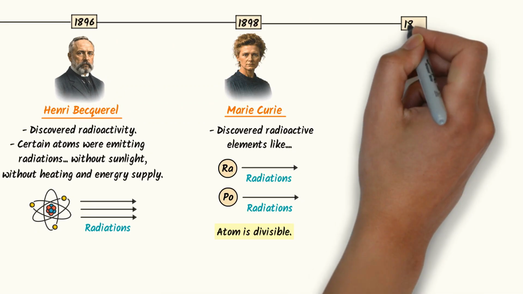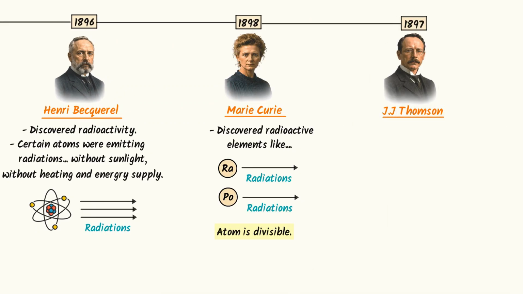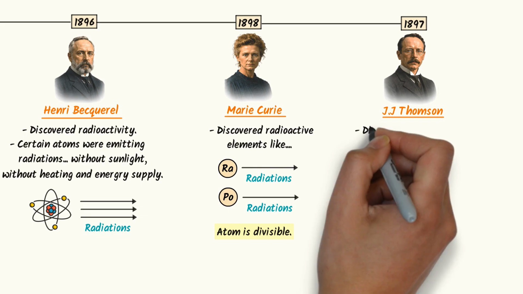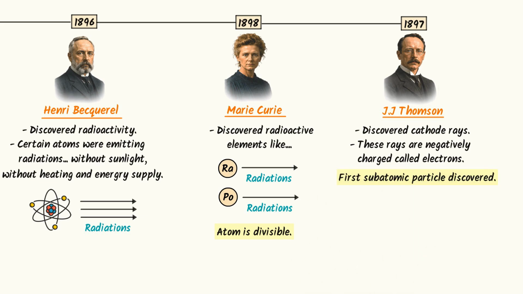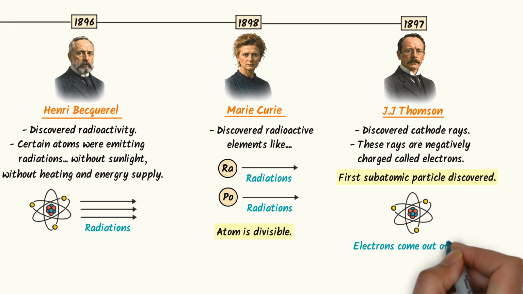In 1897, J. J. Thomson changed the history. He discovered cathode rays. These rays are negatively charged. He called these negatively charged rays electrons. This was the first subatomic particle that was discovered. It means that if electrons come out of atoms, then atoms are divisible. So Dalton's atomic theory officially failed.